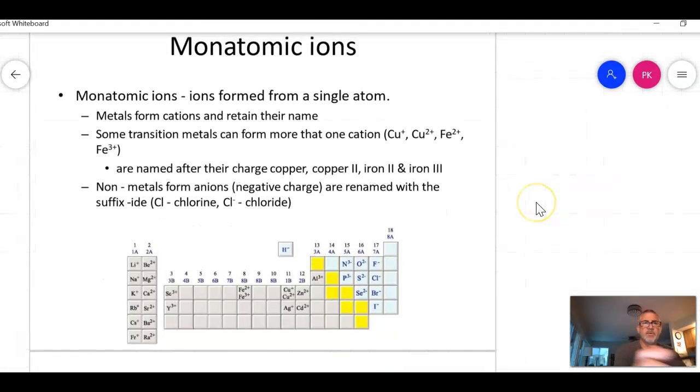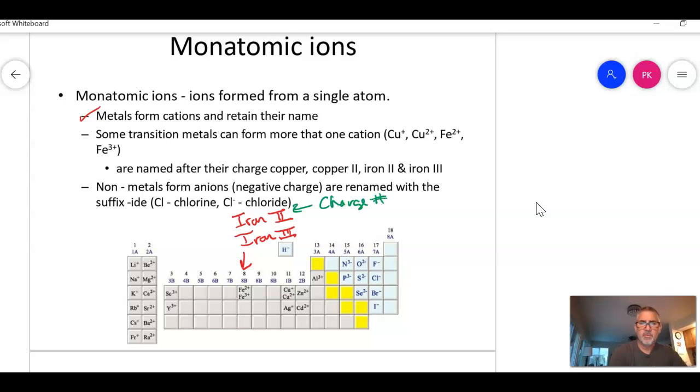So the rules for monatomic ions: they form for metals, as we already talked about. We have our simple metals, and I give you an example here. They form cations, and they retain their name. So lithium ion is still called lithium, beryllium ion is still called beryllium, and iron ion is called iron. But once you get to these transition metals, there are different rules. Some transition metals form more than one ion. For this, if you looked at iron, I would have to say iron 2 or iron 3. This is what we call the charge number.